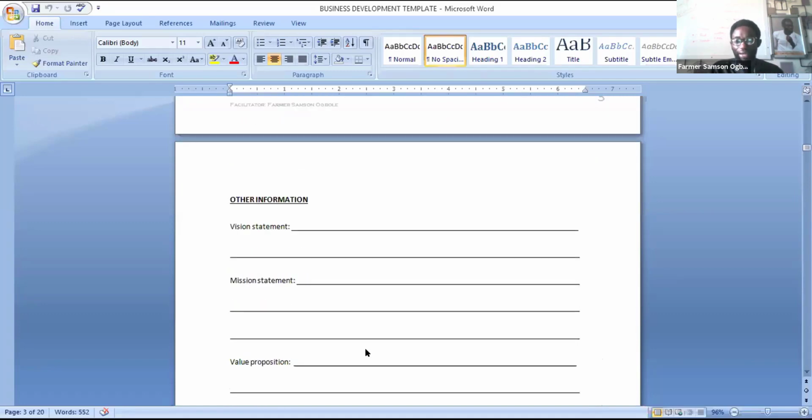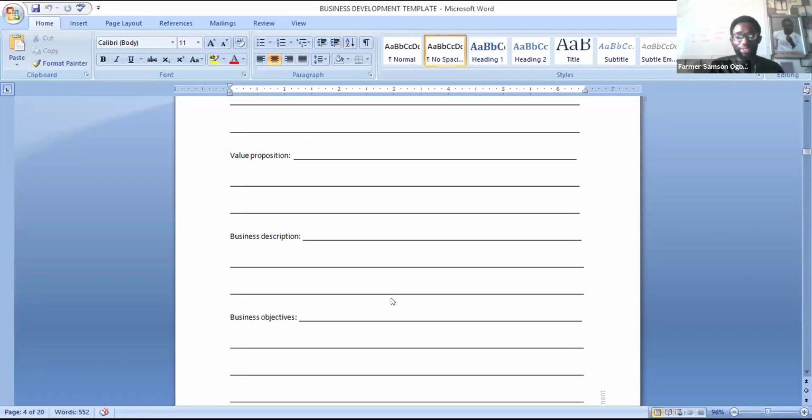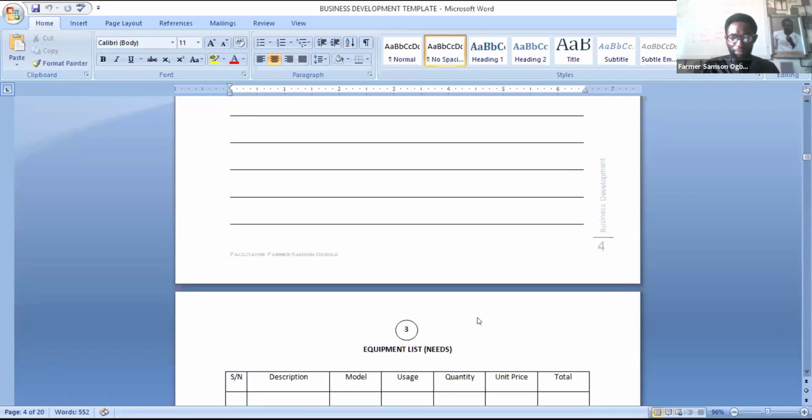Then other information we talked about, you should have a business vision statement. You must have a mission statement. You must have a value proposition. Your value proposition is the extra that the customer gets from you without paying for it directly, meaning what extra does your customer get for being your customer? Then your business description, describe your business, let us understand. I think we spent enough time on that yesterday. Then your business objective, we spent time on that yesterday.